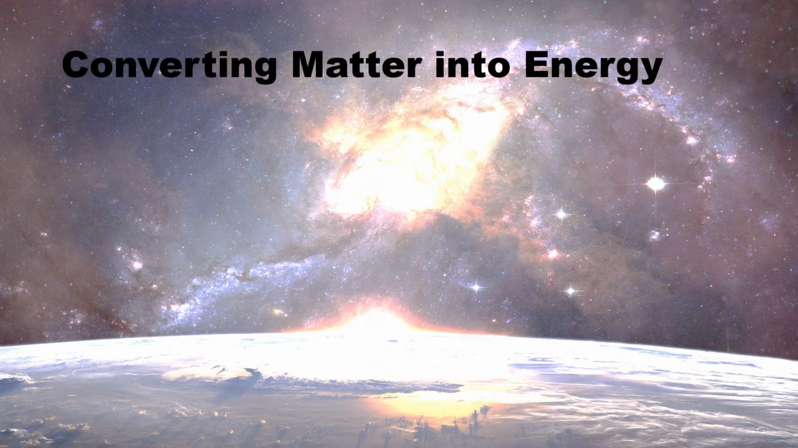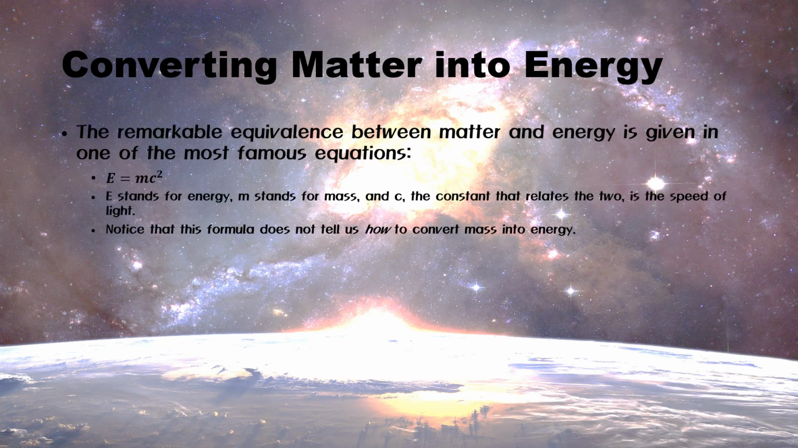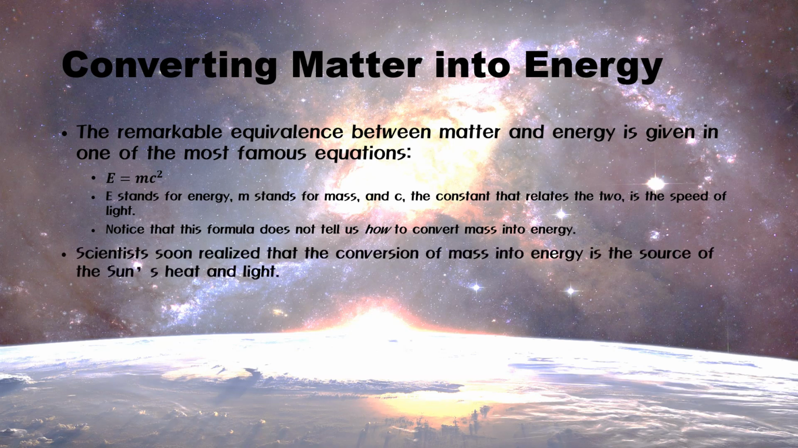So the first thing you have to understand is that when we're talking about energy with the sun, we're talking about converting matter itself into energy. The remarkable equivalence between matter and energy is given by one of the most famous equations that we know, E equals mc squared. E, of course, stands for energy, m for mass, and c is the constant that relates the two, the speed of light. Now, notice that this formula does not tell us how to convert mass and energy. It's simply a formula to do so. Scientists very soon realized that the conversion of mass and energy is the source of the sun's heat and light.